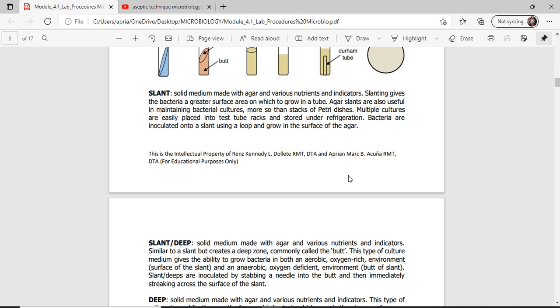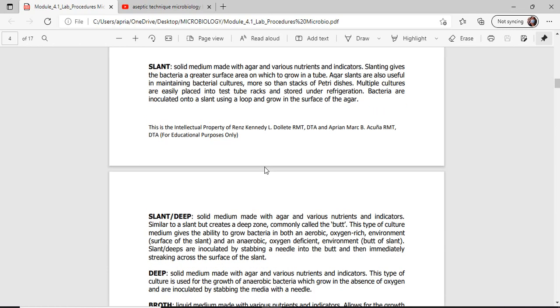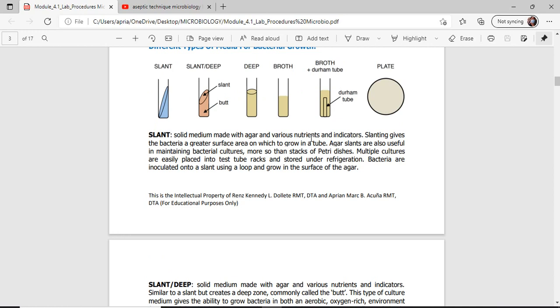You have your slant, okay? So, you can see this is a slant medium with agar, various nutrients, and also indicators. Indicators because either the agar itself will change color depending on what type of bacteria is growing. Yeah, that's why they call it indicators. Your slanting gives the bacteria a greater surface area in which to grow in a tube. Okay?